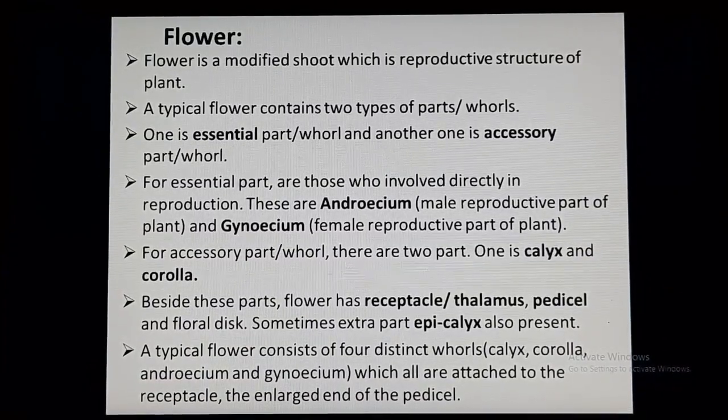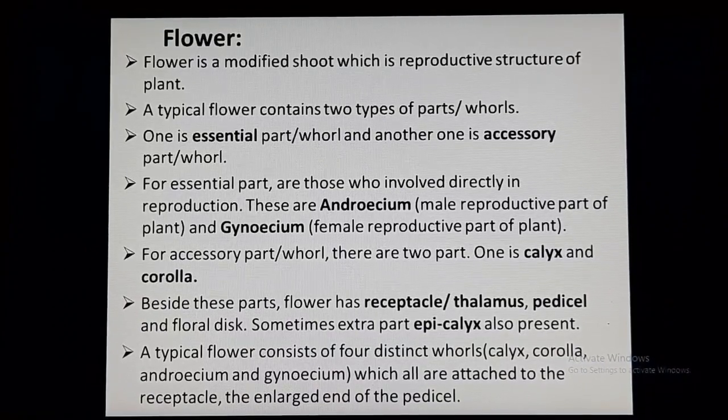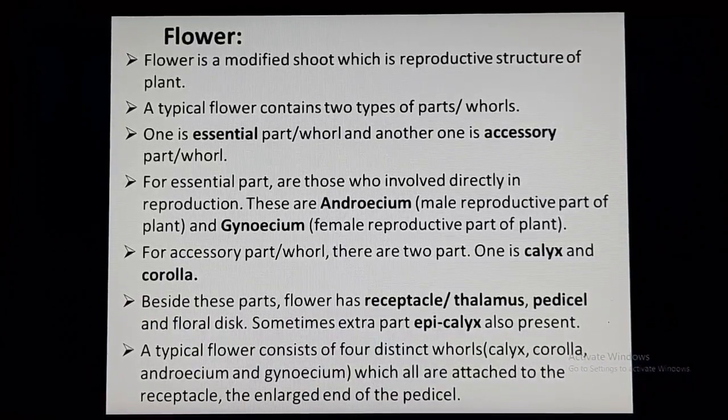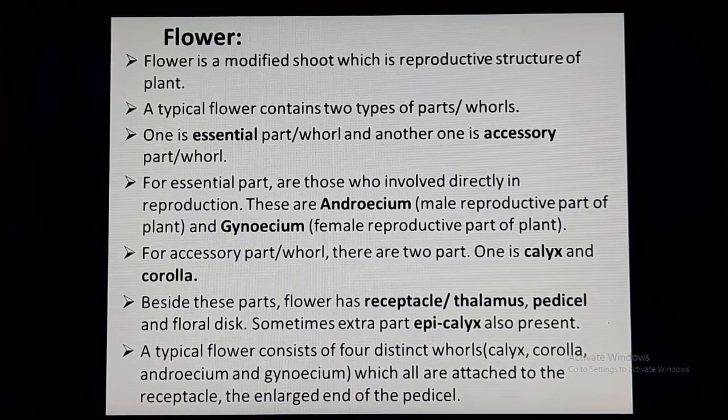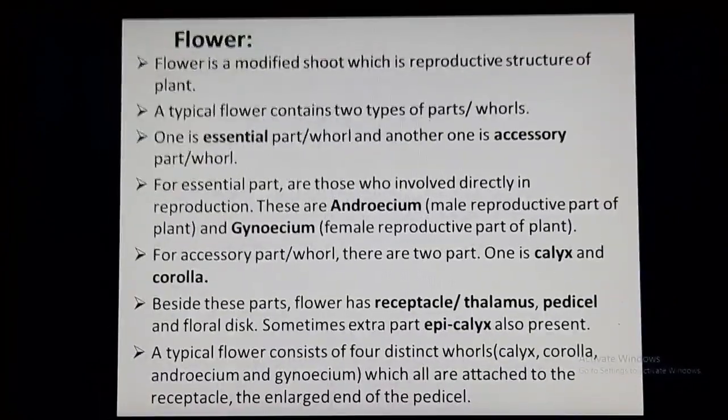So we should know what a flower is and why it is very important as a reproductive organ, because a flower is a modified shoot which is the reproductive structure of a plant. A typical flower contains two types of parts. At this point, I want to explain that.